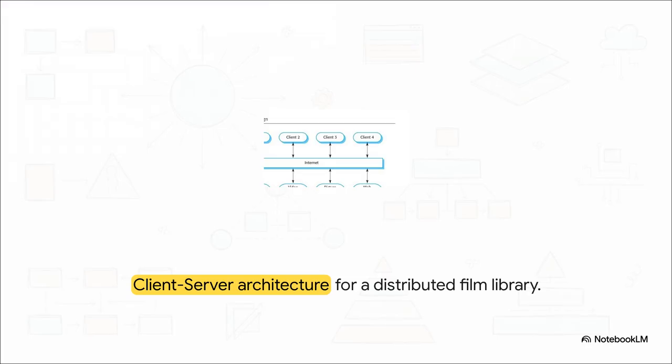Let's apply this to a distributed film library. Notice how the workload is beautifully split across the network. We have multiple clients accessing the system over the internet. And on the server side, we don't just have one machine trying to do everything. We have a distinct video server for the film store, a picture server for photos, and a web server for catalogs. The massive advantage here is scalability. It's incredibly easy to just add a new server to this network without disrupting any of the existing clients.